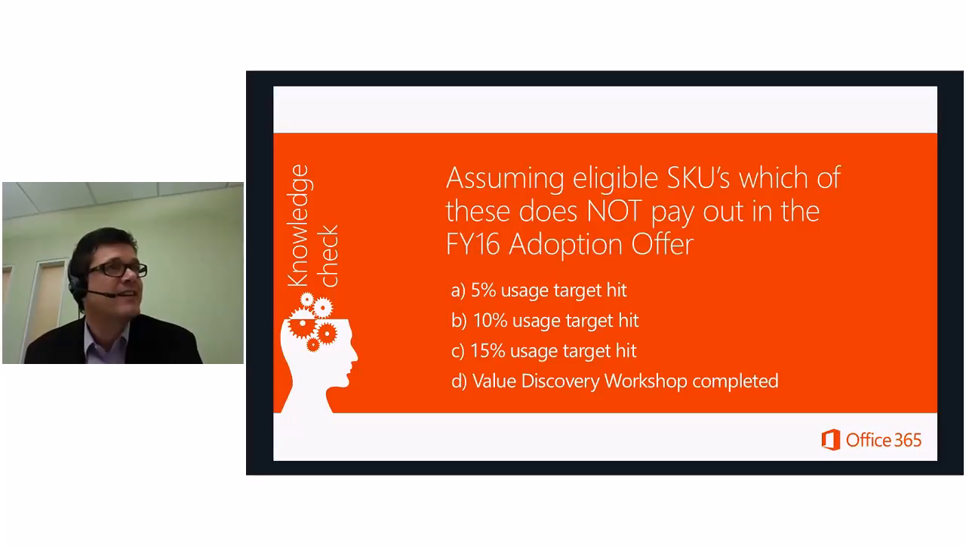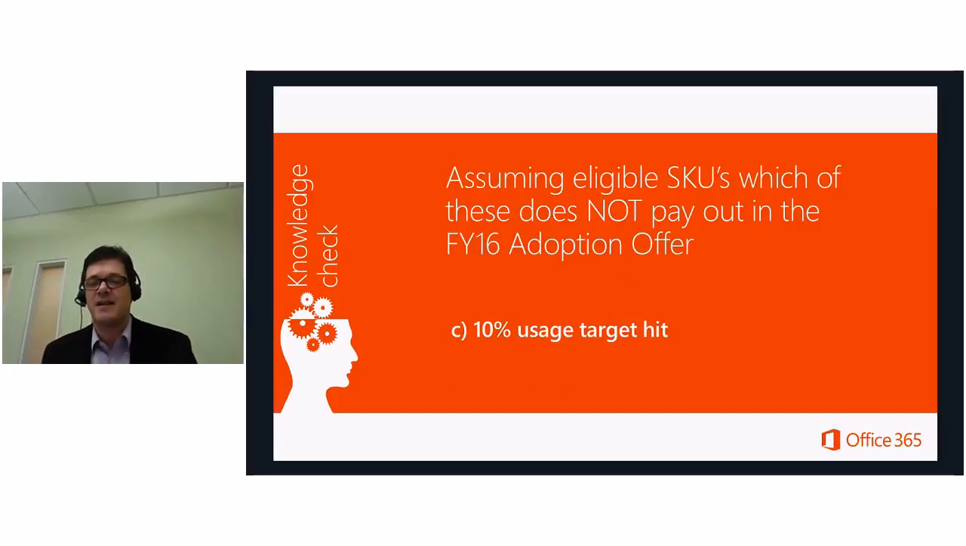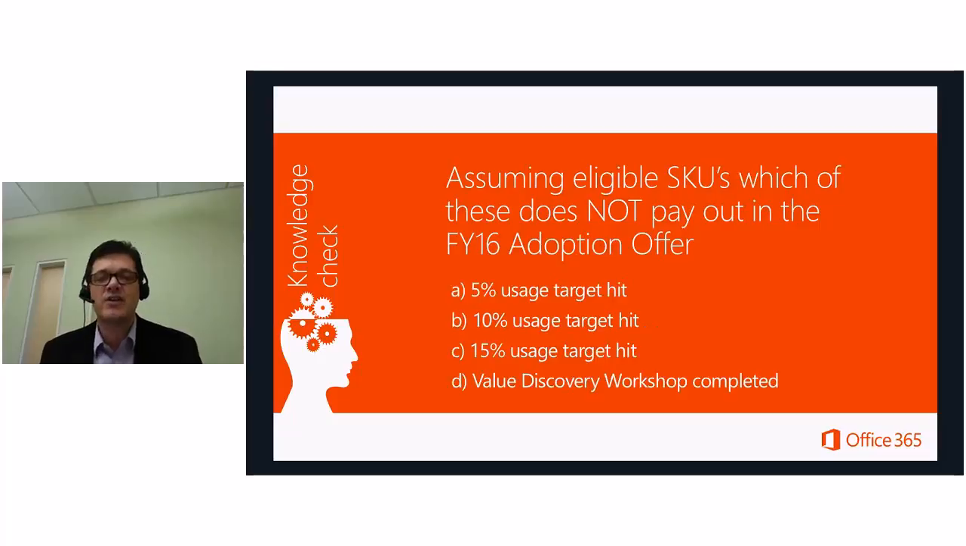The first one in says C. Okay, so we've had a guess at 15%. All right, let me just move on here. So the actual answer is 10%. So let's go back here. The adoption offer today is a tiered payout. The one last year wasn't. It said basically you needed to be paid out on 15%. This year we'll pay out on 5% usage.